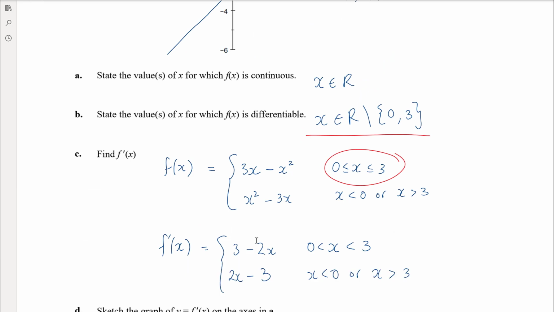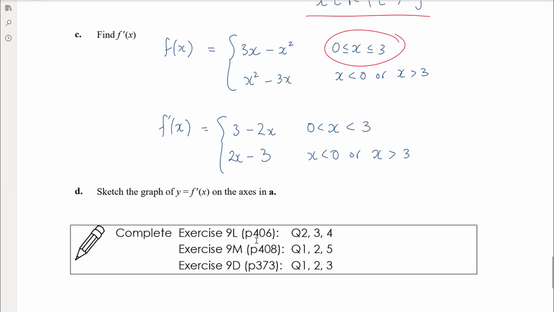Okay, so the work for today is from a mixture of exercises covering the concepts of continuity, differentiability, and graphs of gradient functions. I'd prefer that you do the work on continuity and differentiability before the graphs of gradient functions, just so you're thinking carefully about the domain of your gradient function when you draw it, and that is going to be equal to the set of values where the function is differentiable.